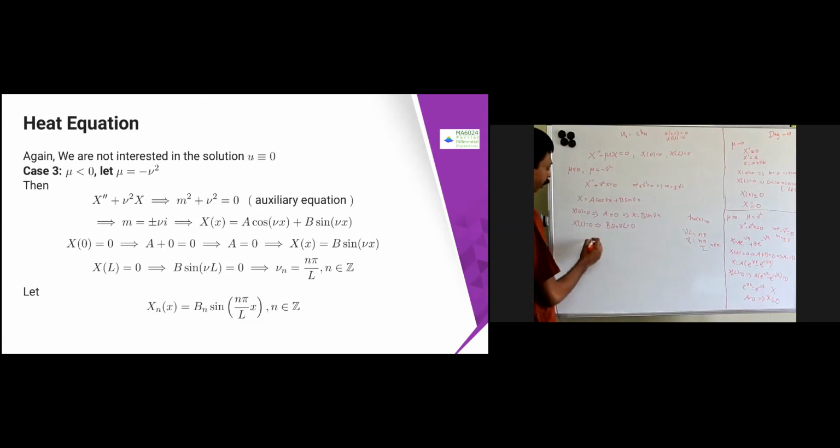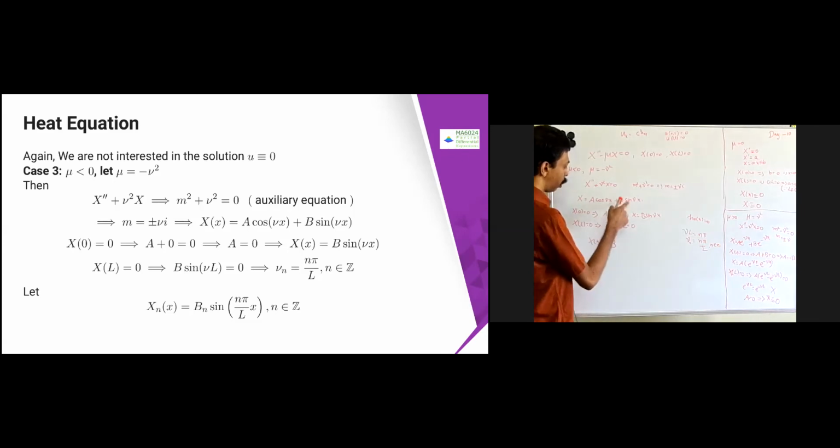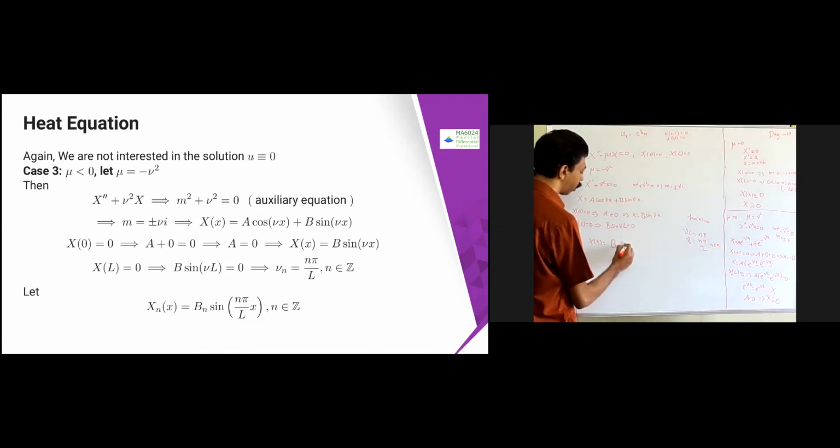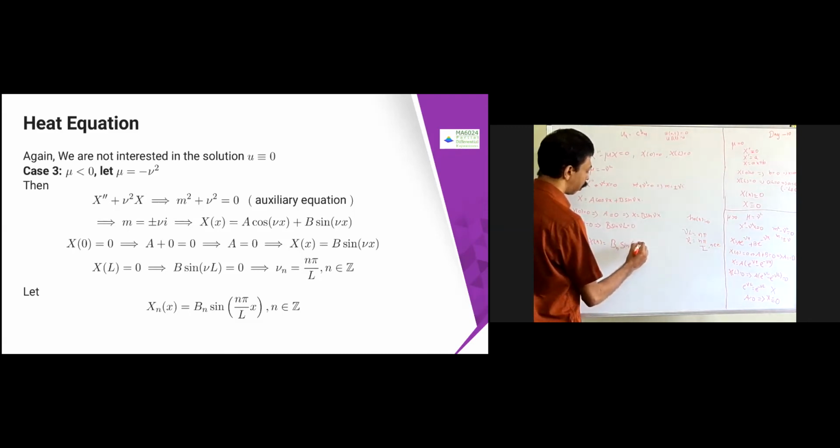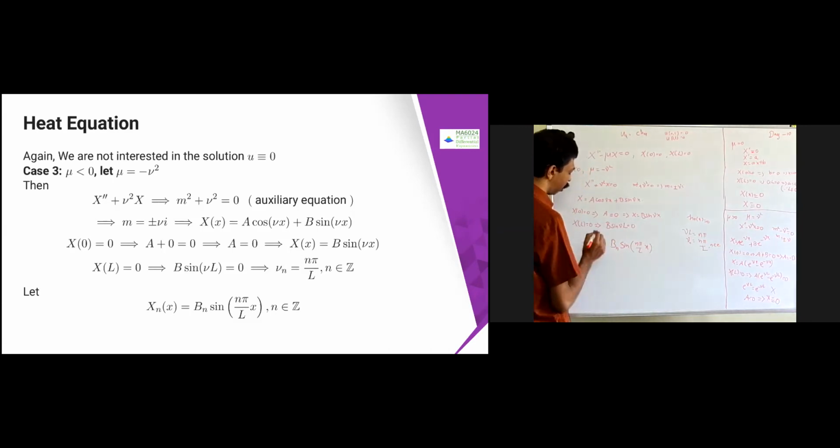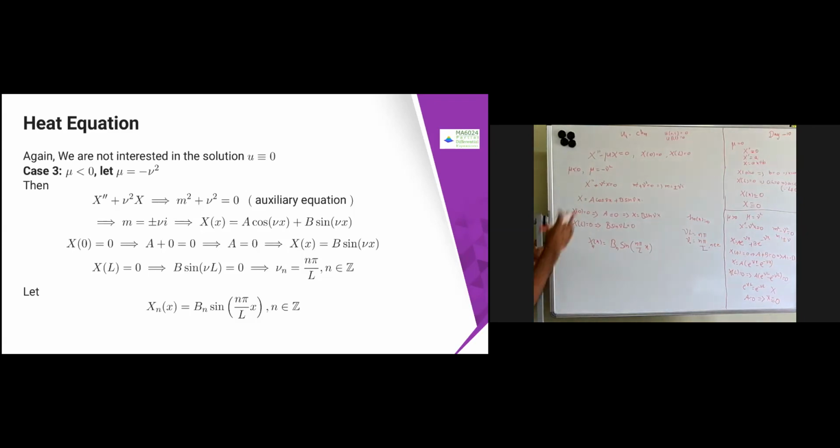So what I am going to get is this here. In this case, X equal to b into... So for each one, I am going to get different constants, so I am just going to denote it as bn, bn into sin(n pi by l into x). I am going to denote this as Xn. So I was looking for one solution, but I got infinite solutions. Xn of x equal to bn sin(n pi by l into x). This is the one I got.